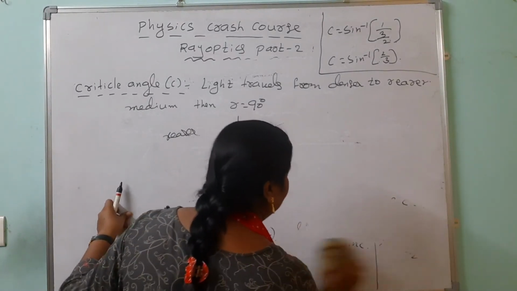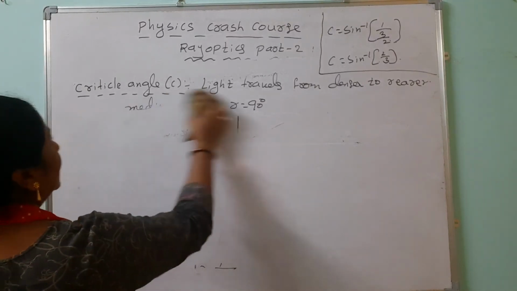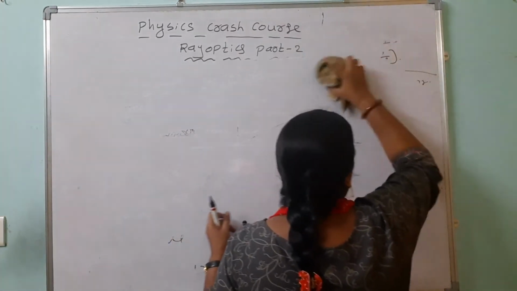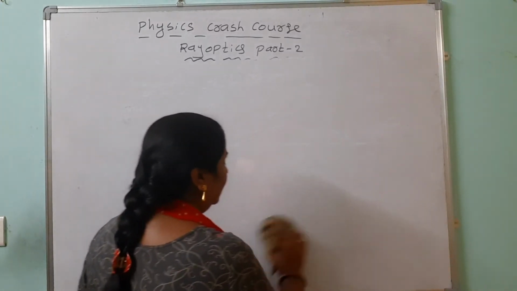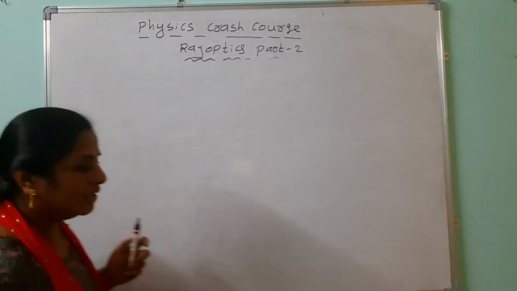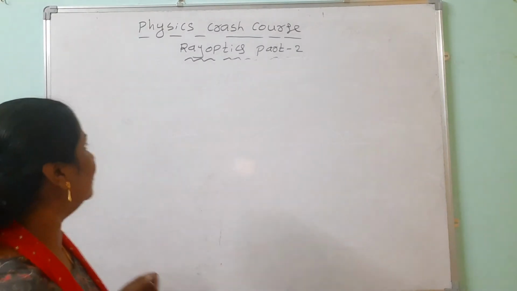What is total internal reflection? When the light travels from a denser medium to a rarer medium, same condition, but the difference is here the angle of incidence is greater than the critical angle. Then what happens? Light comes back into the same medium. It doesn't go to the other medium. That is called total internal reflection.